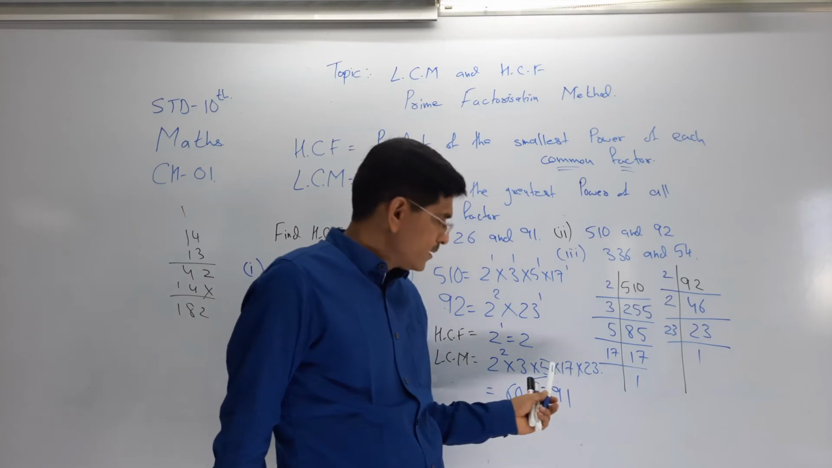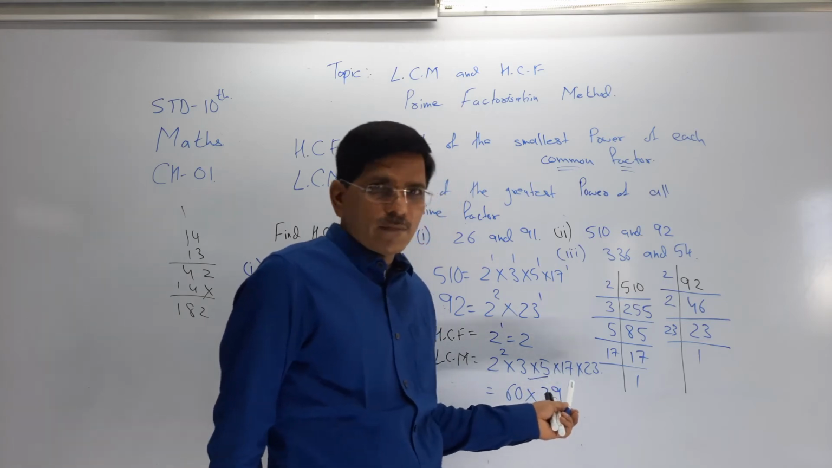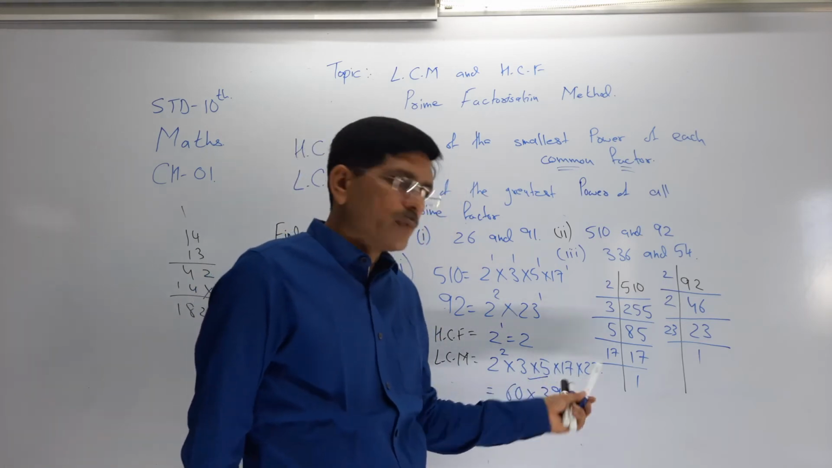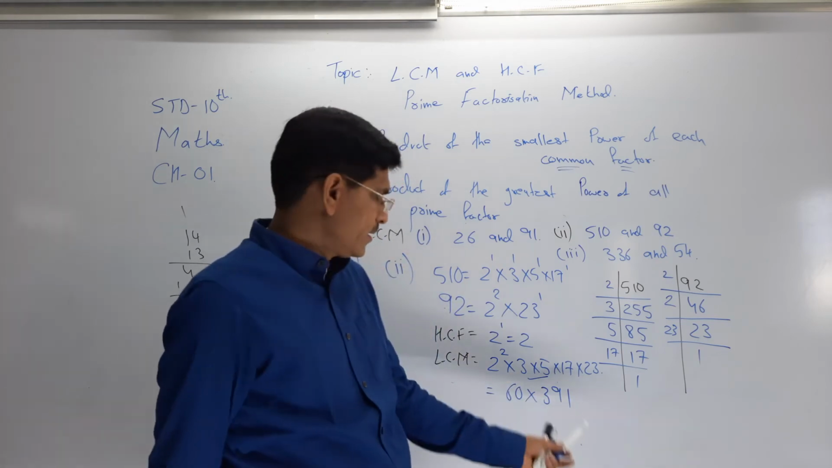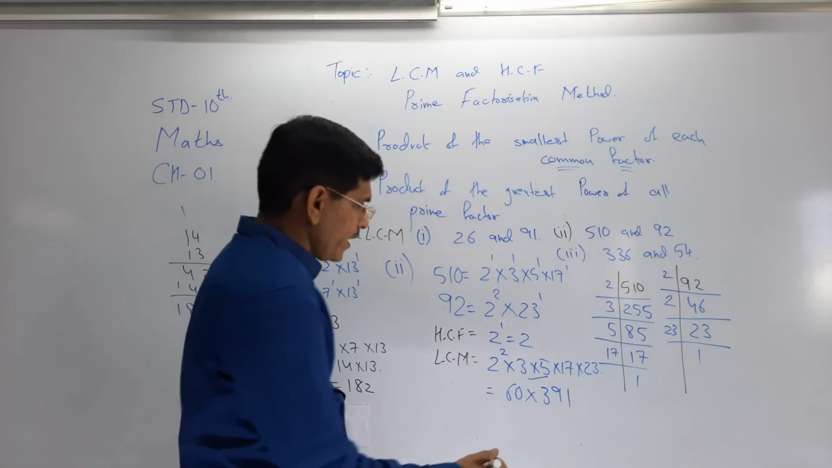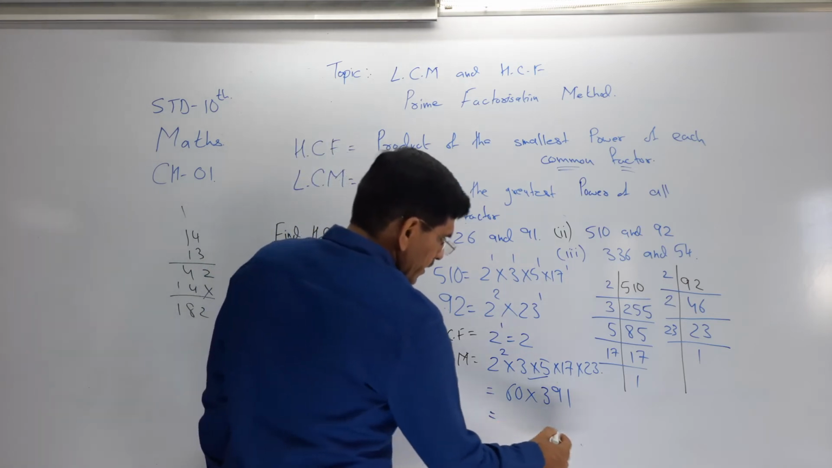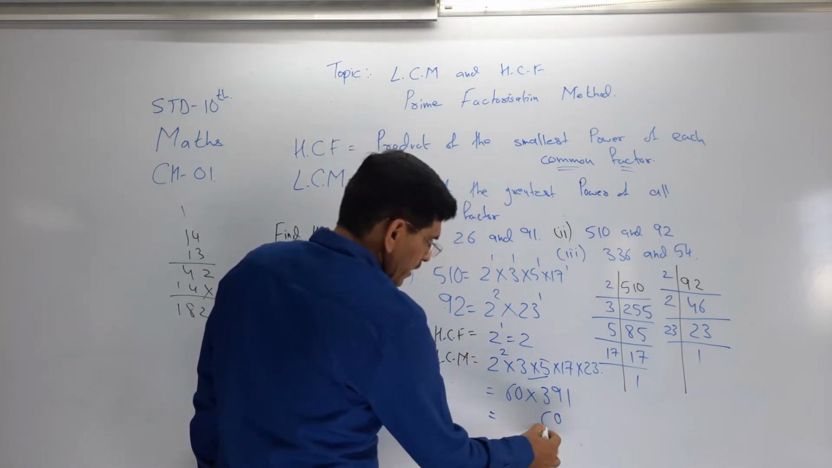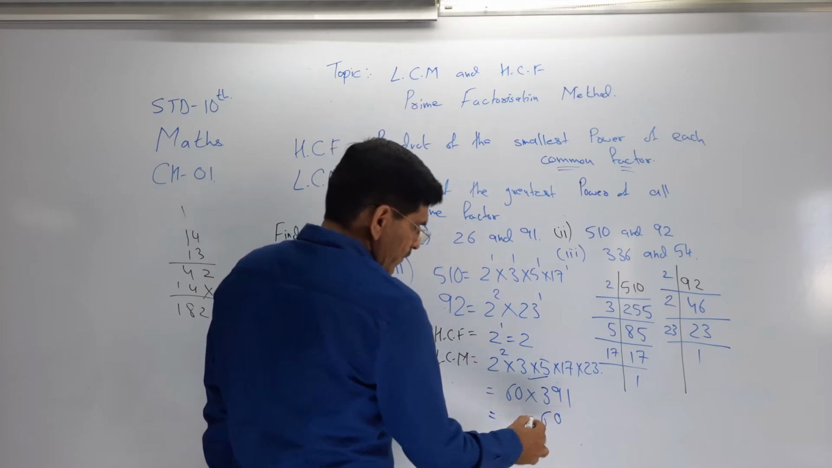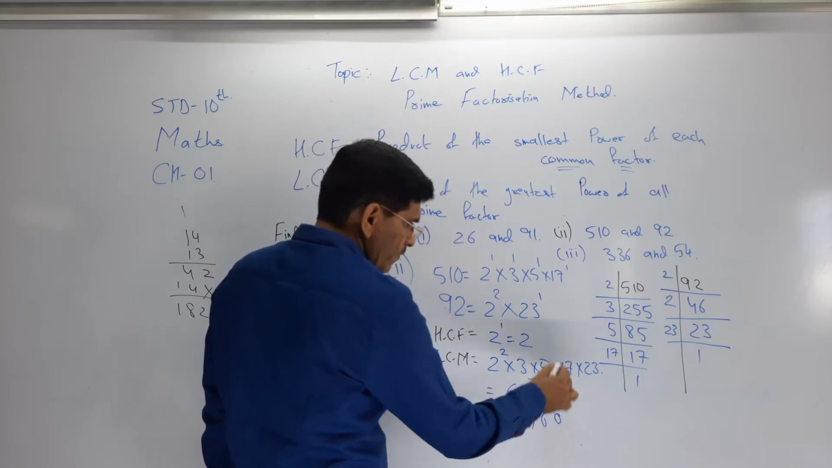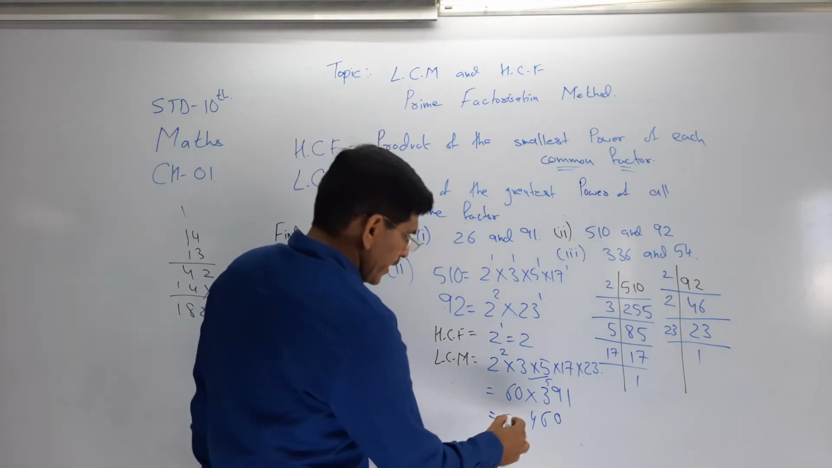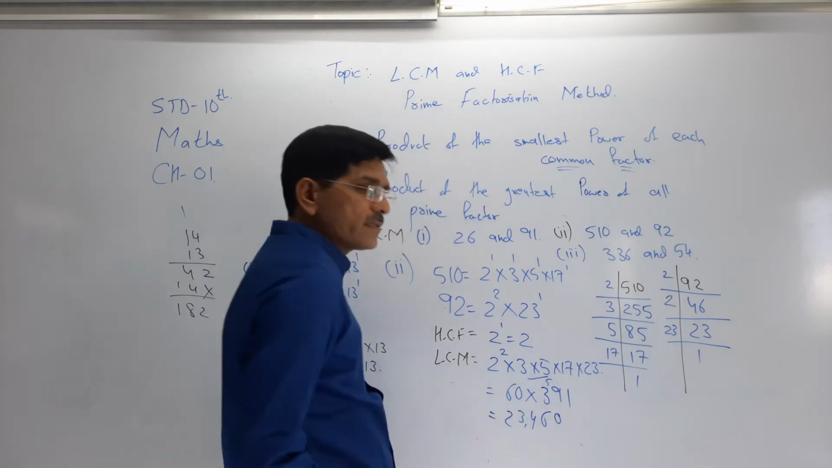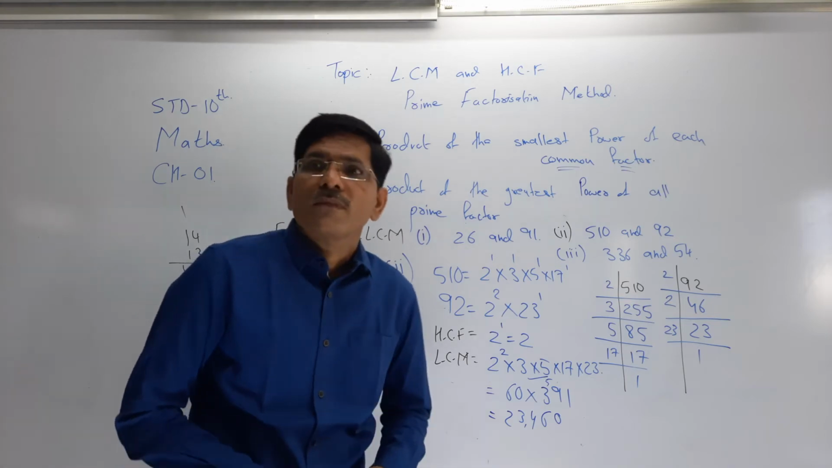When 23 into 17 is multiplied, between them 20 is the middle term, so 20 plus 3, 20 minus 3. So we get 391. Now I have to just multiply. 6 ones are 6, 9 sixes are 54, 4 carry 5, 6 threes are 18, 18 plus 5 is 23. 23460 is the LCM.